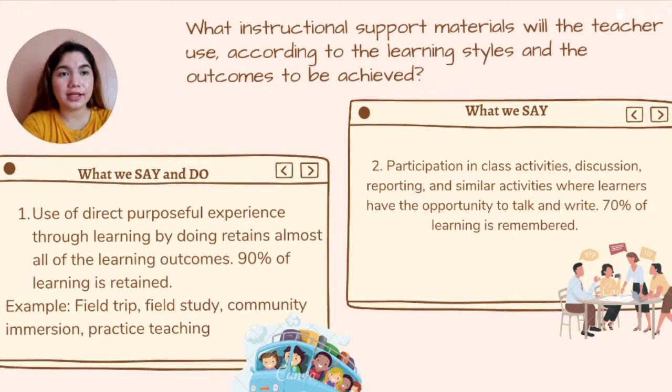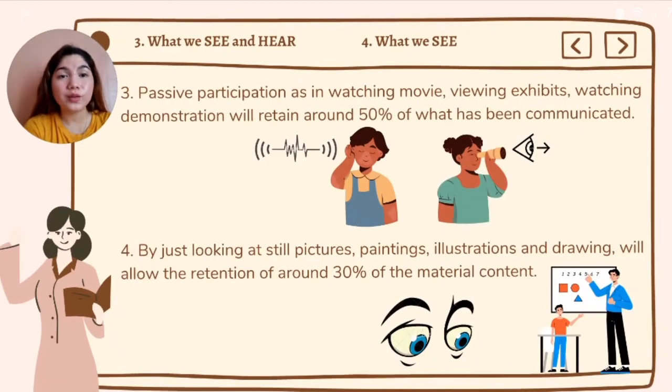Third, we have what we see and hear, the combination of seeing and hearing. Passive participation, as in watching movies, viewing exhibits, and watching demonstrations, will retain around 50% of what has been communicated. A combination will help the learners remember by reminiscing about what they see or hear. They'll say, I saw it in the movie, or I heard it on the radio saying things like this and that. So it will give around 50% of what has been communicated in knowledge.